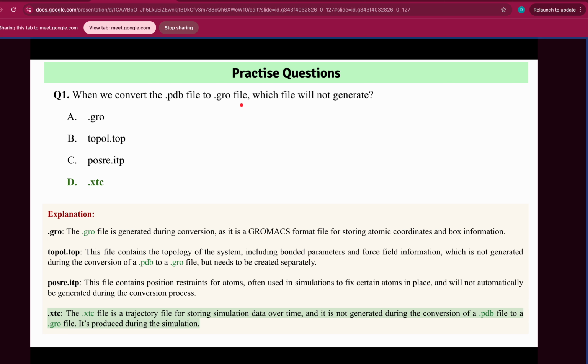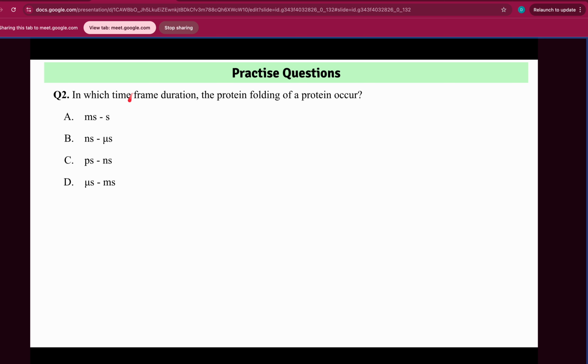Now the next question is, in which time frame does protein folding occur? Option A, millisecond to second. Option B, nanosecond to microsecond. Option C, picosecond to nanoseconds. And option D is microsecond to milliseconds. Okay, now let's see the right answer.